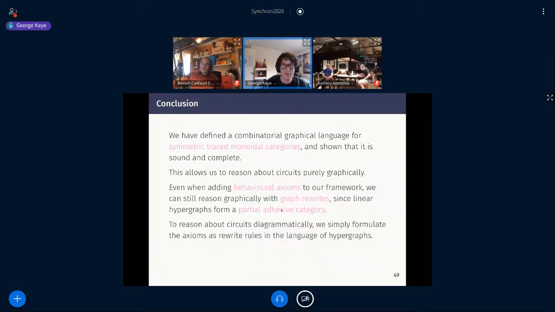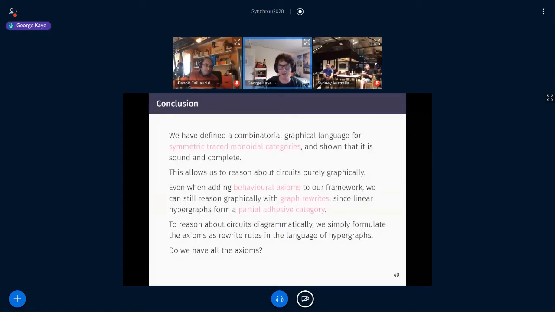So all we need to do is formulate our digital circuit axioms as these rewrite rules, these spans of hypergraphs in the language of hypergraphs, which then of course leads to a question. Do we have all the axioms for digital circuits? Do we have a complete set that we can reason about all kinds of behavior? And we don't think we have quite yet.